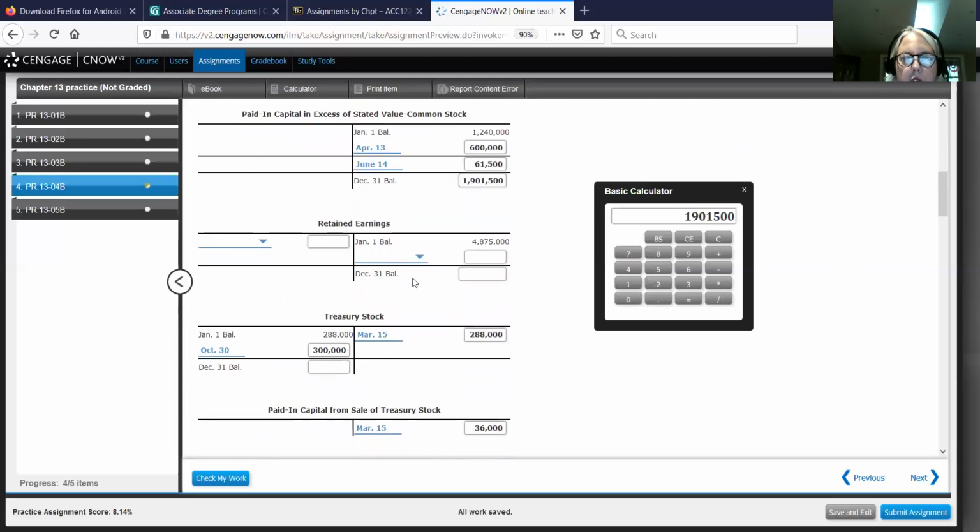We're not ready to balance the retained earnings just yet. And we're not ready to balance the, well, yeah, we could go ahead and balance the treasury stock. So these two canceled it out. So what we have is a remaining balance of $300,000 for the treasury stock.